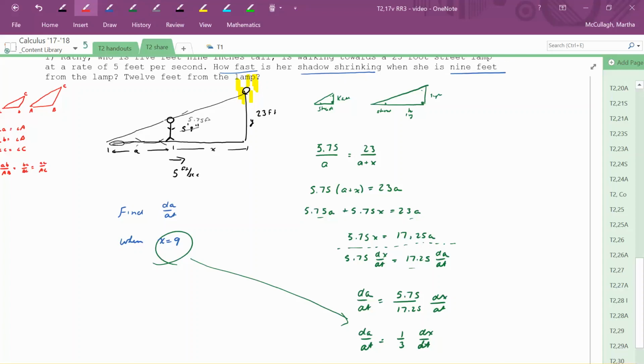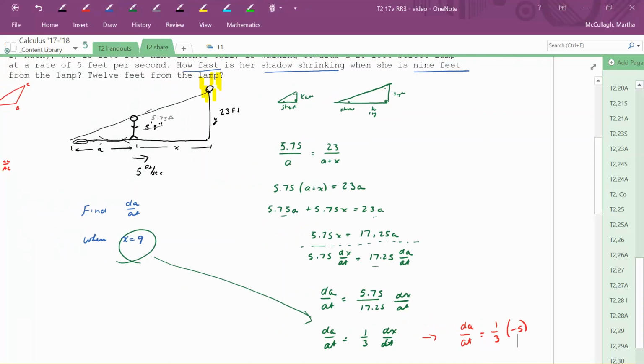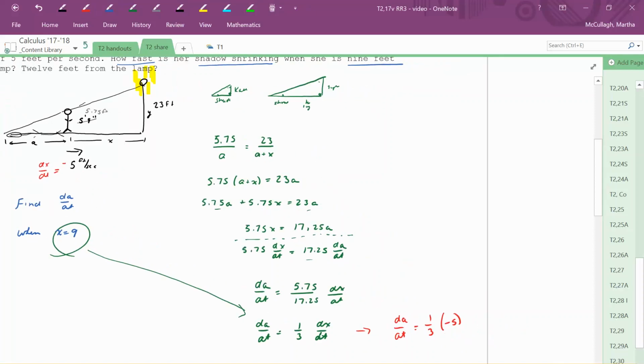So when we go to plug in, that next box, that red box, we can see that dA/dt is equal to 1/3 of -5. Well, now why is this negative? It's negative because if this is our dx/dt, the rate at which she's walking toward the streetlight, x is getting smaller. So dx/dt is a negative value. So dx/dt is -5 feet per second, which gives us -1 2/3 feet per second.